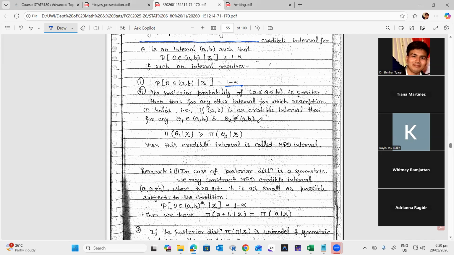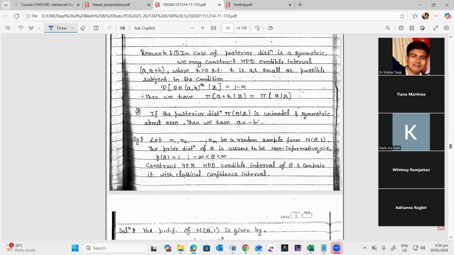So the same thing we are saying here: the posterior density for theta 1 should be greater compared to the posterior density for theta 2, whatever value of theta you take. When this happens, we call it the HPD interval. So when we find the credible interval, it is usually the HPD interval only.